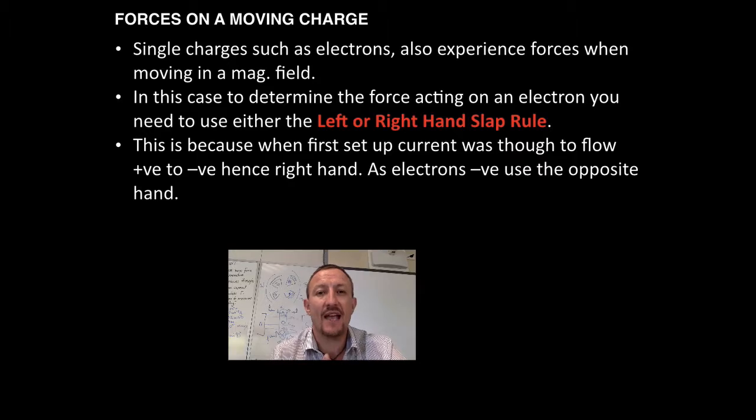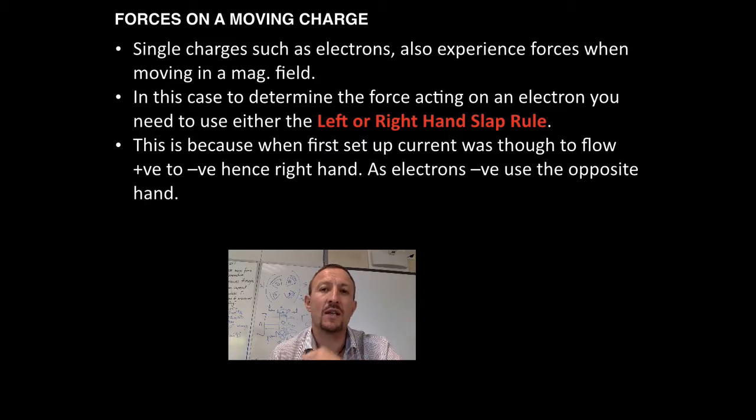Now the key thing to understand is that if we've got a moving charge which is flowing through a magnetic field, we stated right at the beginning of this unit that if a charge moves it also generates a magnetic field. So a single charge moving through a magnetic field will have two fields interacting. We've got the stationary magnetic field and then we've got the magnetic field which is generated by that moving charge. As a result, a force will be generated due to this interaction. Now we can determine the direction of this force using the slap rule.